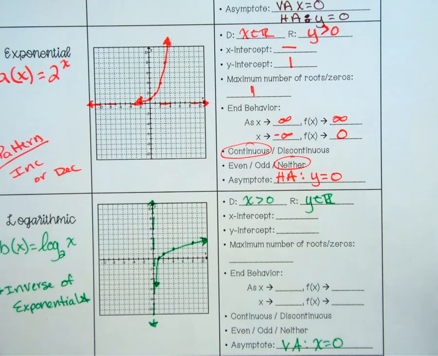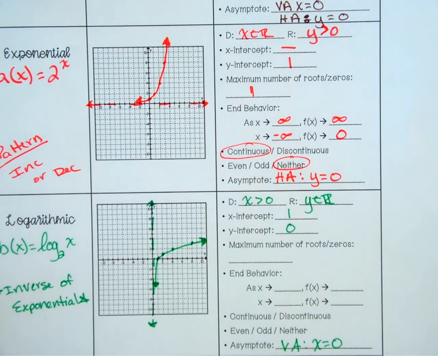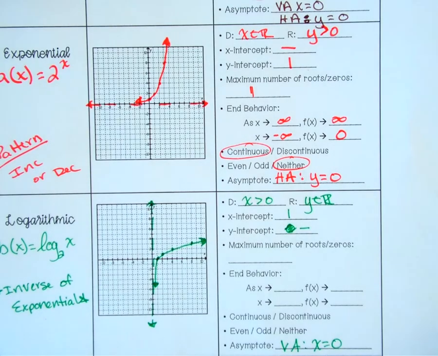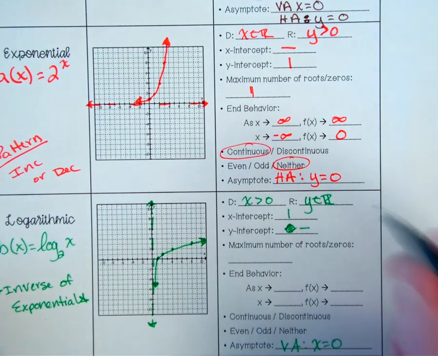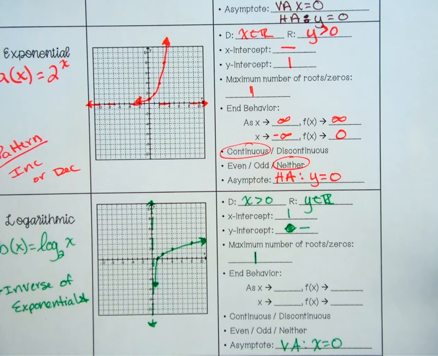That's what happens. So one x-intercept, no y-intercept. Well, come on, pal. I shouldn't put 0. No y-intercept, so nothing there for your y-intercept. And then we could have at most one x-intercept here.